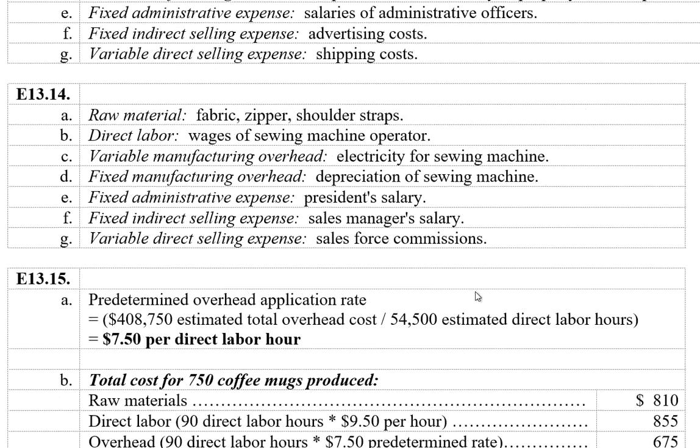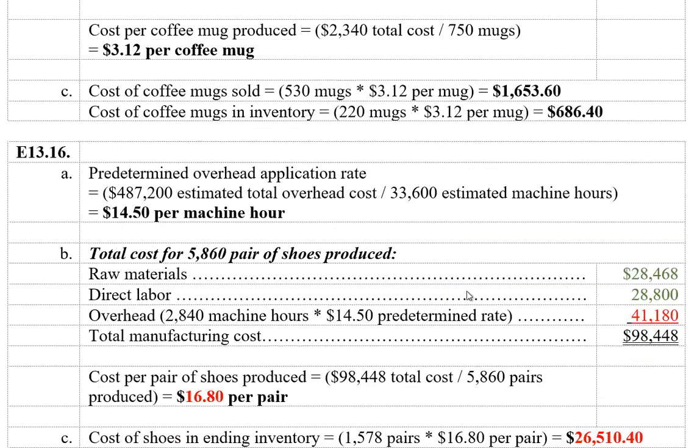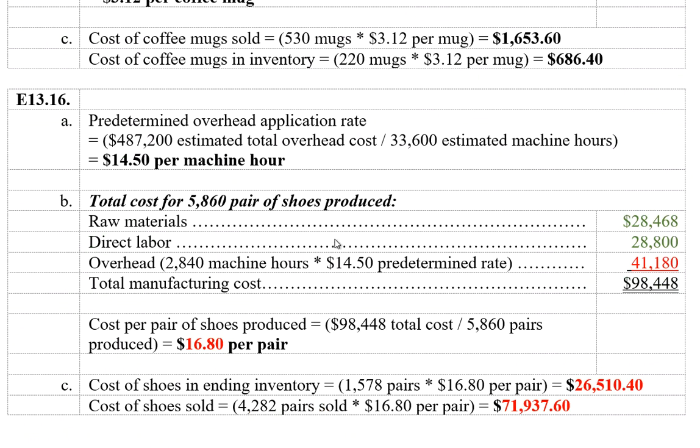I'm going to scroll down here to 1316. And here they've asked us to calculate a predetermined overhead rate. Right? This is some kind of a manufacturer. Let's see, it's Nautical Footwear. Is that who it is? Yeah. And they have an estimated total overhead cost. Now understand that this is $487,200 is a total amount of overhead.